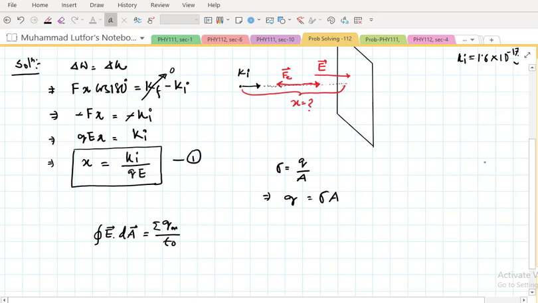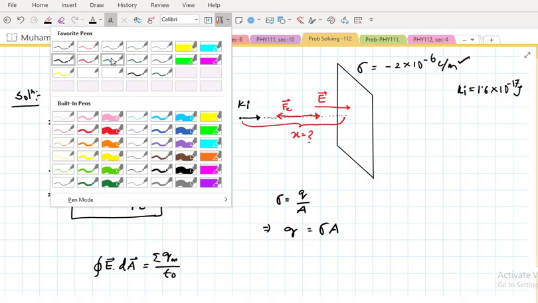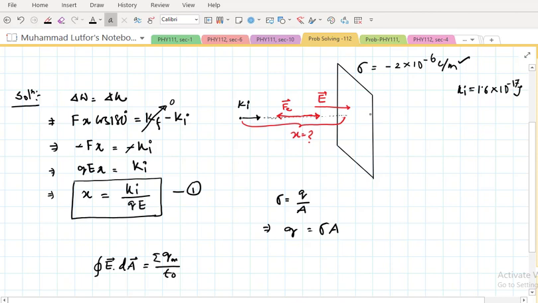Now since it's a metal plate, we know that the charge on this plate would be basically at the top surface, right? I can use a different color for the metal. We can consider this would be the conducting surface. So that's why the charge would be at the surface, the upper surface. You can say that there will be no charge inside that.